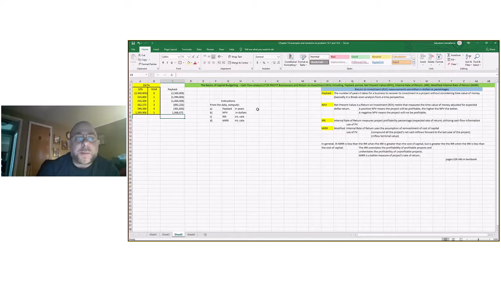To calculate your payback, you are going to take the last negative number that you see there. So that 301,836. And you're going to divide it. You don't have to enter it as a negative, though. Just enter it as a regular number.